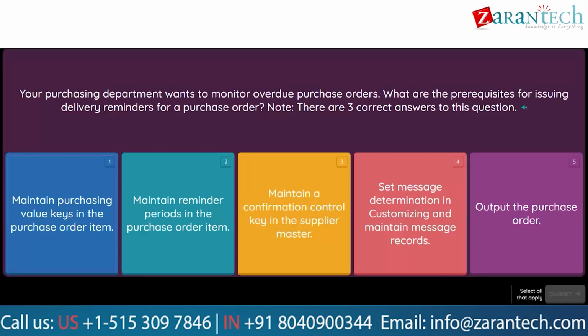Option 1, maintain purchasing value keys in the purchase order item. Option 2, maintain reminder periods in the purchase order item. Option 3, maintain a confirmation control key in the supplier master. Option 4, set message determination in customizing and maintain message records. Option 5, output the purchase order.